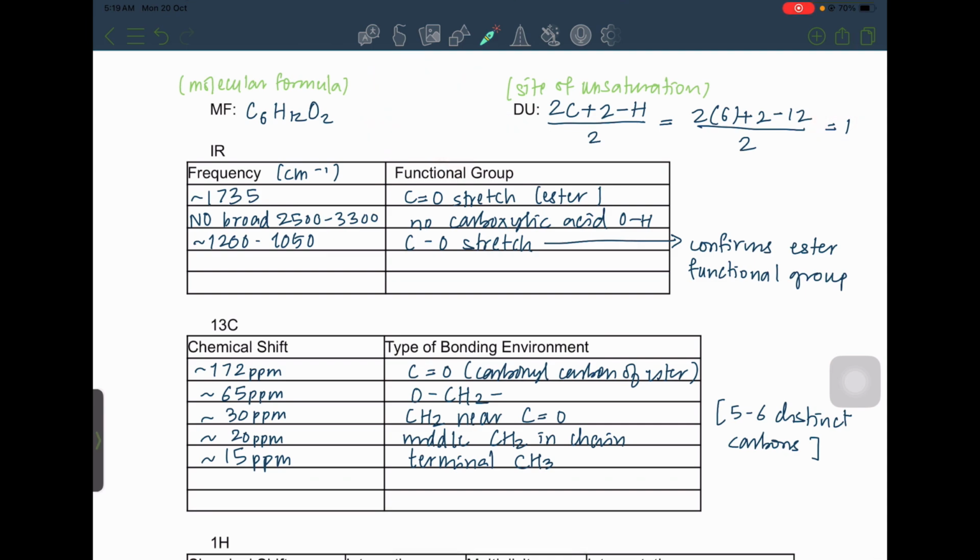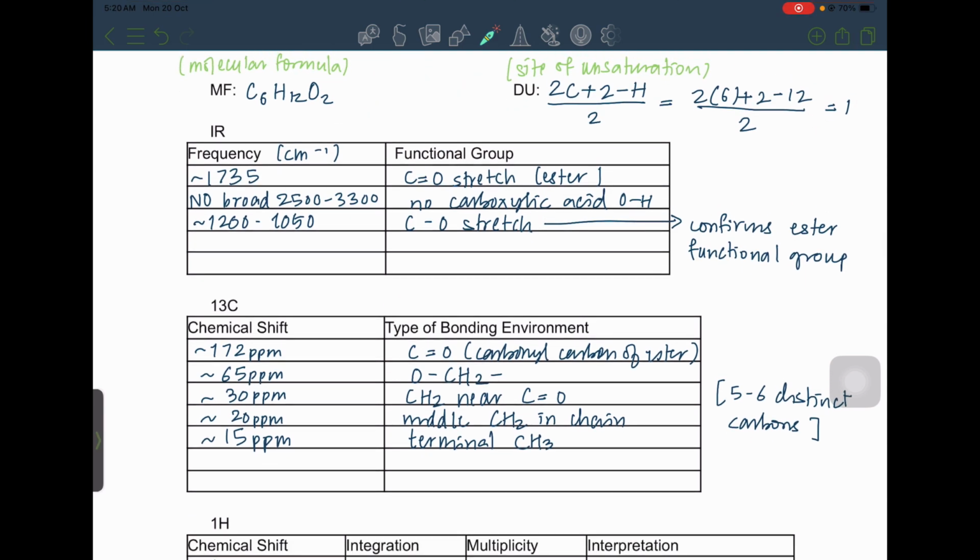Alright, so the degree of unsaturation we have is 1, which can either mean a double bond or it can mean that a ring is present. Since there is oxygen in this formula though, this is probably a carbonyl group, which can be either a carboxylic acid or an ester. Alright, now we'll figure out which one it is.